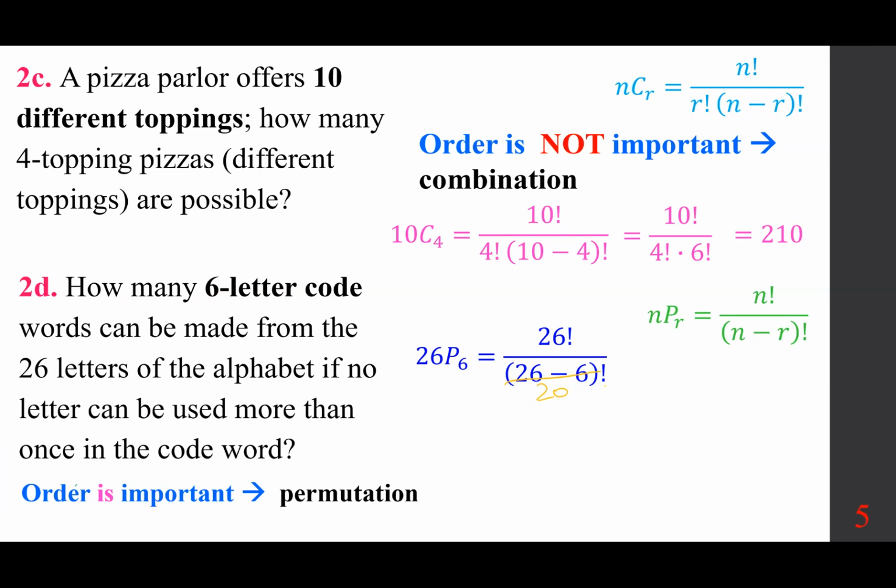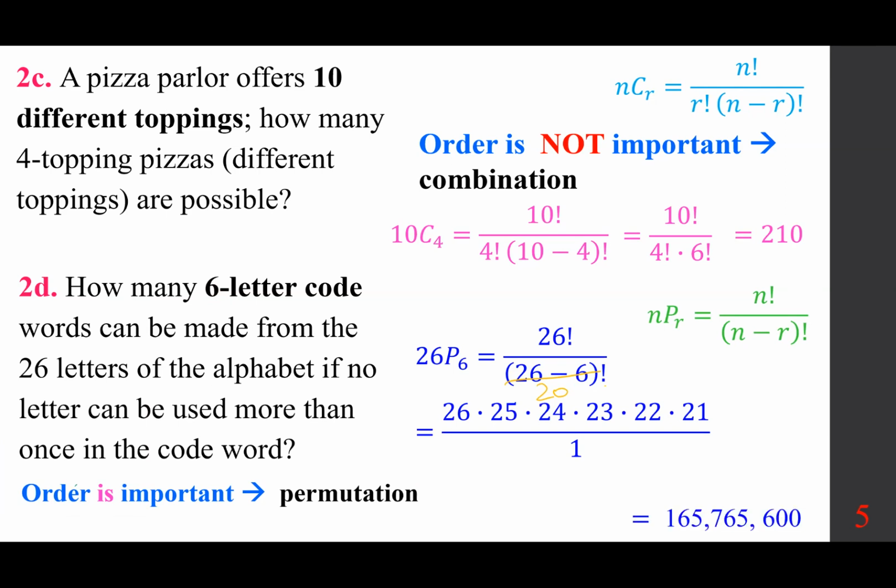The 20 factorials cancel each other. Or you may even write it in this fashion anyways, because they can't repeat, 26 times 25 all the way to 21. And it becomes a huge number, 165,765,600 possible codes.